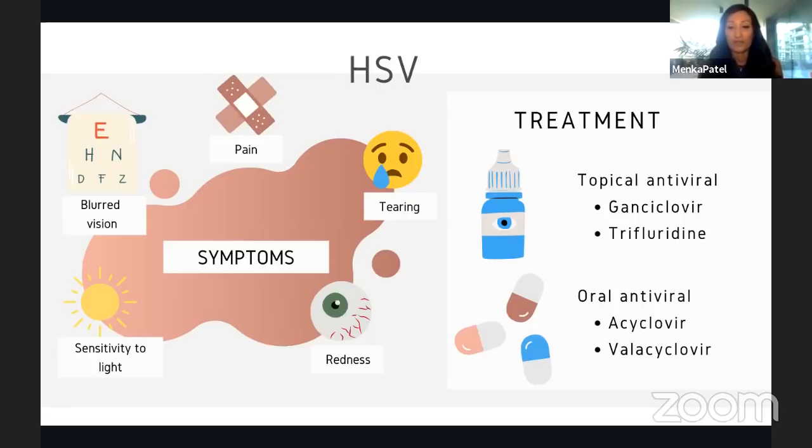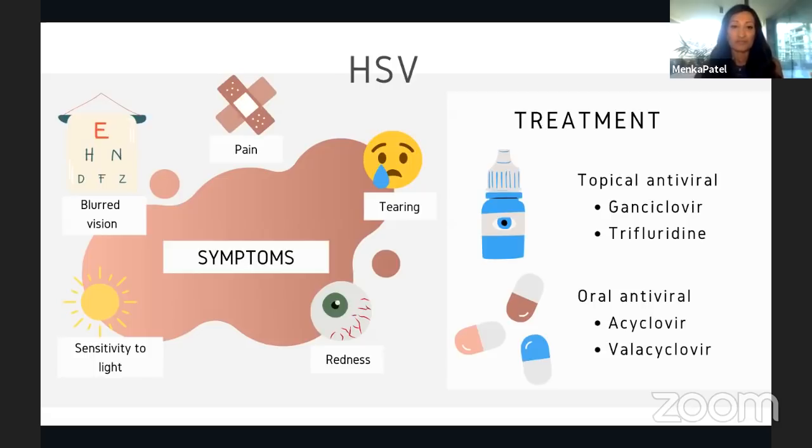So again, ganciclovir is going to be 5 times a day topically, or trifluridine is going to be 9 times a day. Both medications are pretty strong, so I usually start my patients on lubricant eye drops as well while they're managing this. This is not one of those infections where if you touch one eye and then touch the other eye, you're going to spread it to the other eye. Fortunately, it doesn't spread like that.